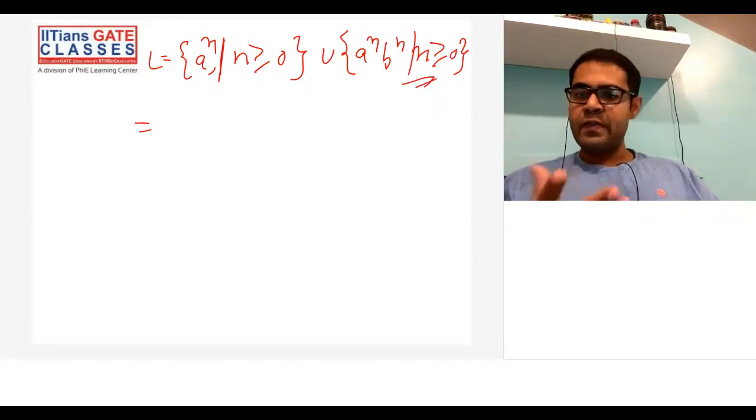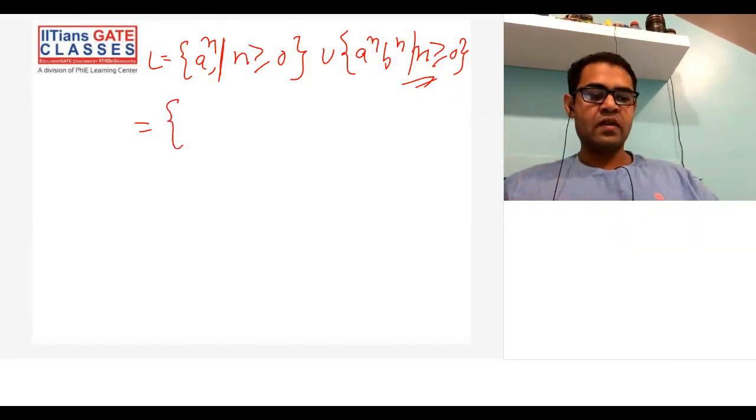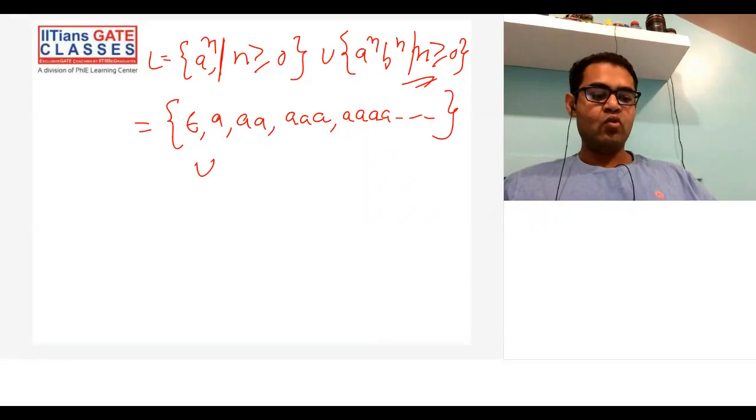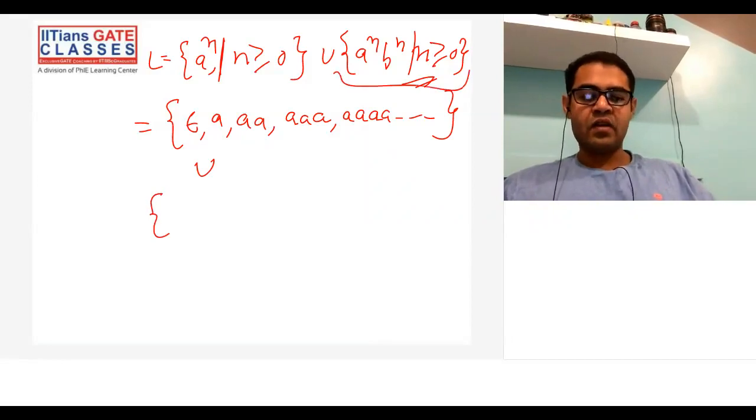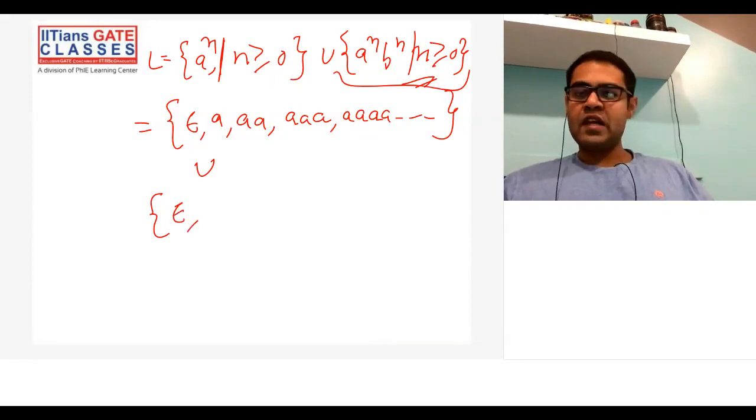So if I expand this language and write the strings which will be there inside the language, so it will be: if n is equal to 0, this is epsilon. If n equal to 1, a. If n equal to 2, then a square, or you can say aa. I'll not write a square. So if n is equal to 3, this is again aaa, and so on. Union, the second part will be what? If n is equal to 0, then this will be epsilon. Epsilon means empty string. Nothing is there. Empty string.